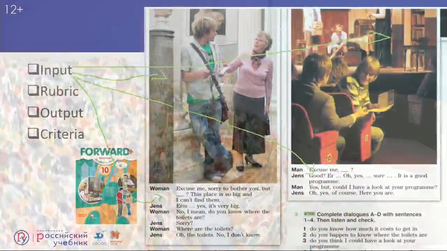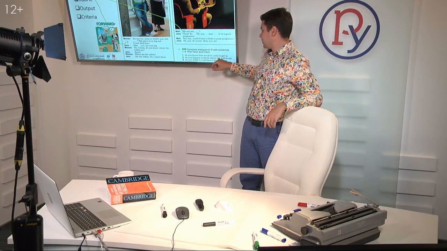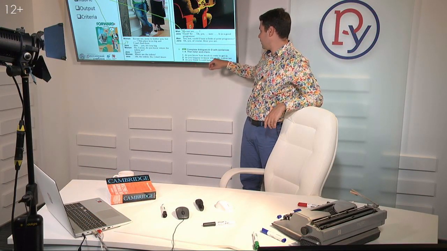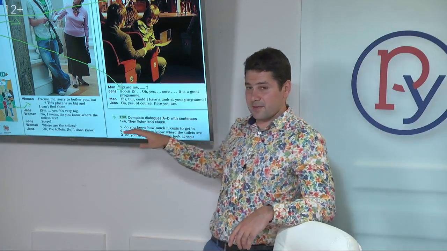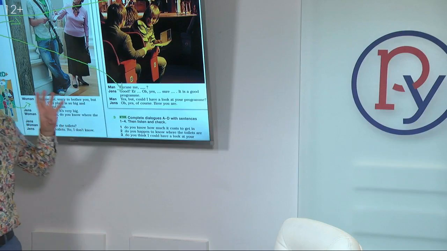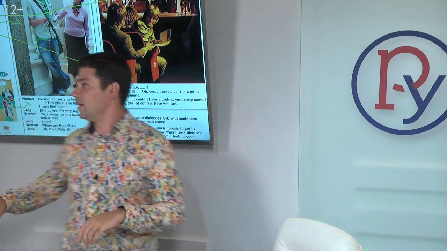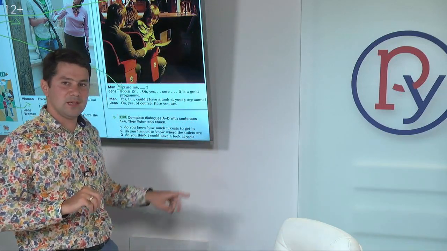And what's more, we can also see the tiny bits here. Do you know how much it costs to get in? Do you happen to know where the toilets are? Do you think I could have a look at your... And there are 2 or 3 more. They are also target input. So you see you have 3 different elements of input here. You have the visual input, you have the textual input, and you have the input in here.